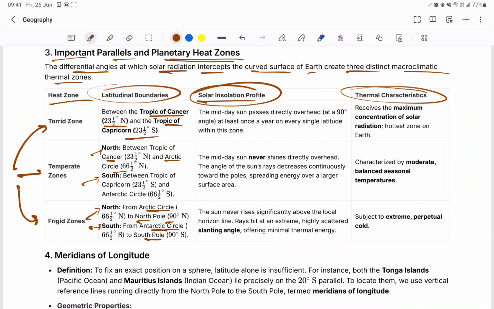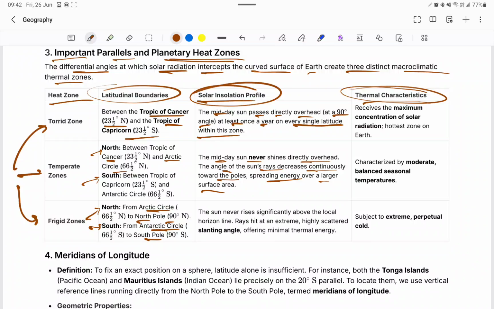Now the solar insolation profile. What has actually happened here? In the torrid zone the midday sun passes directly overhead at a 90 degree angle at least once a year on every single latitude within this zone. That's why it faces too much heat. In the temperate zone the midday sun never shines directly overhead, but the angle of the sun's rays decreases continuously towards the pole, spreading energy over a larger surface area. In that way we'll find what happens in the thermal characteristics.